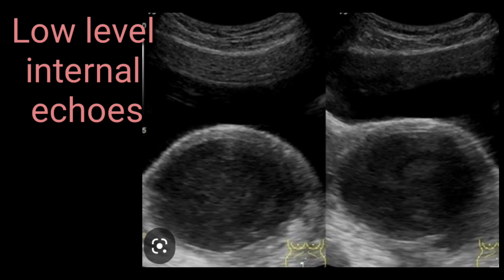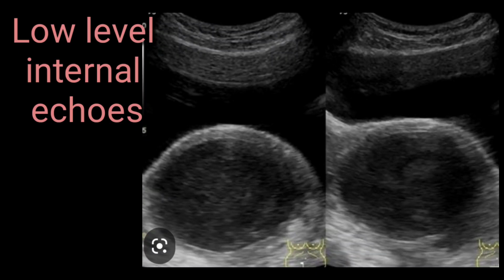This is another example of low level internal echoes when it appears slightly chronic. If a day or two has passed since the hemorrhage, it will look like this. So this is again an example of low level internal echoes. This was actually a right adnexal cyst with low level internal echoes. The patient presented with severe pain on the right side with menstrual abnormality as well.